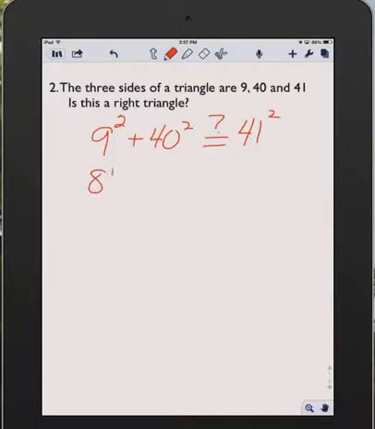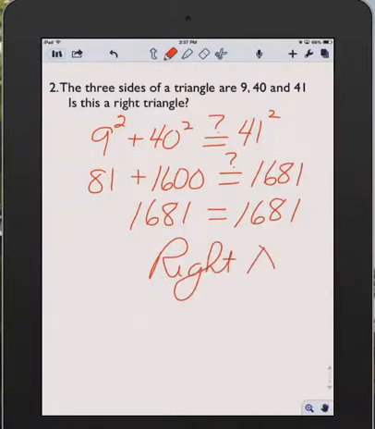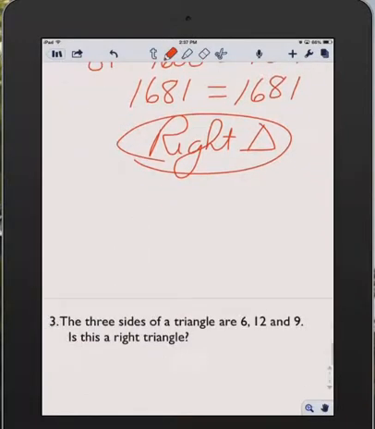9 times 9, 81. 40 times 40, 1600. Does that equal 41 times 41, 1681? And 1681 does equal 1681. So yes, it is a right triangle. And one more problem.